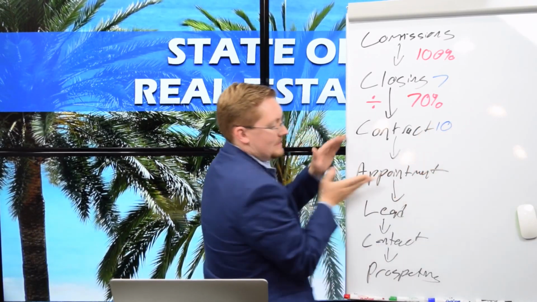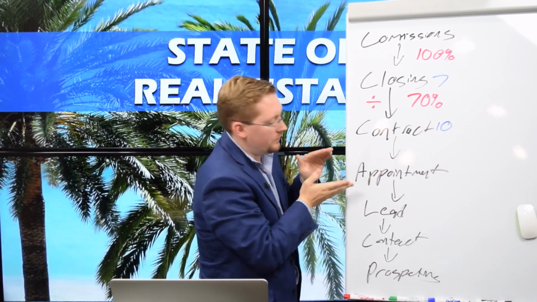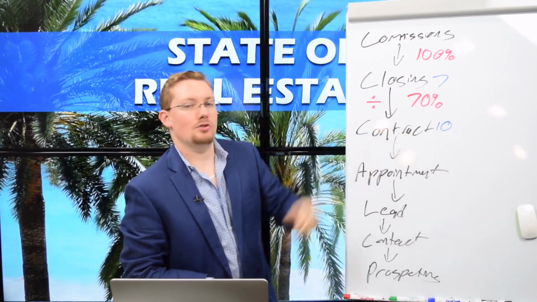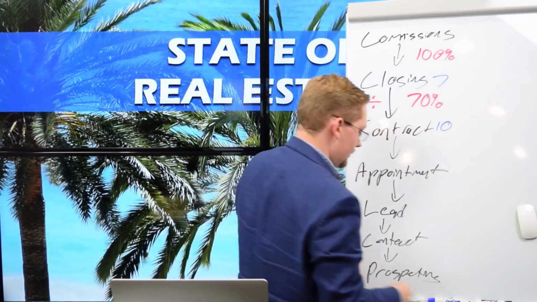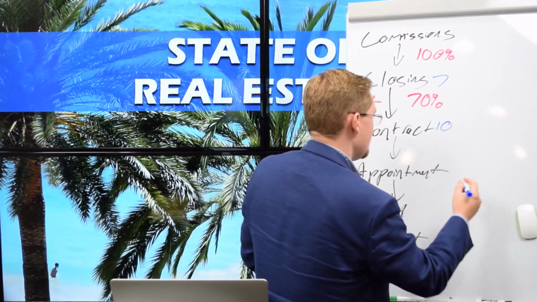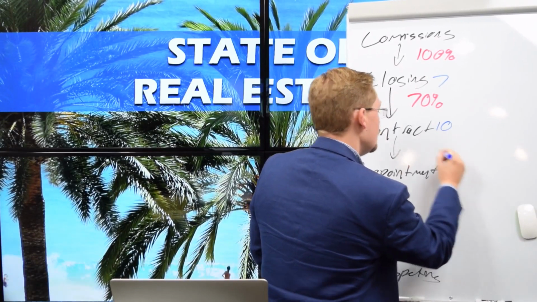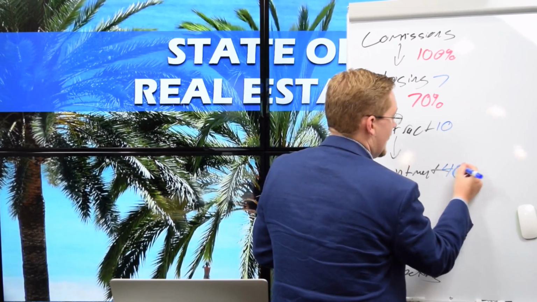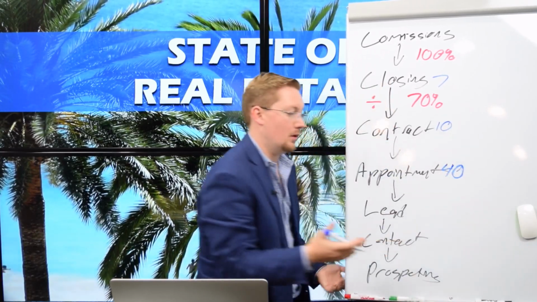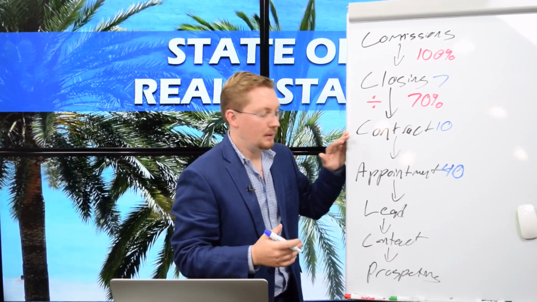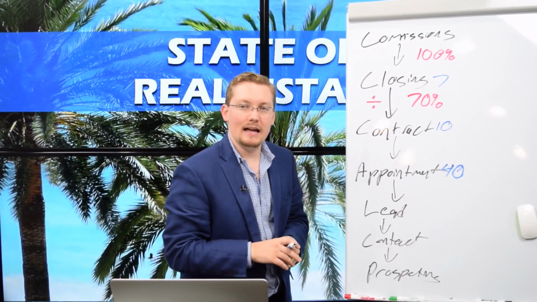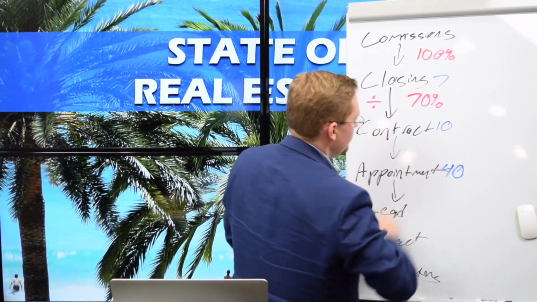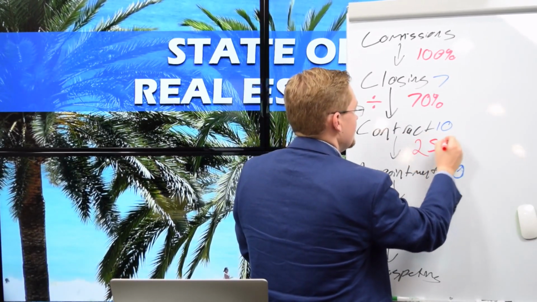So let's now look at this next step, going from appointments to a contract. Let's say we ended up with 10 contracts. Well, let's pick a big number here. Let's say we had to do 40 appointments. Your number might be better than this, or higher, where maybe you have to go through 50 appointments to get 10 contracts. But let's say 40 appointments, 10 contracts. If we divide this, 10 divided by 40, 1 divided by 4, this is 0.25, 25%.